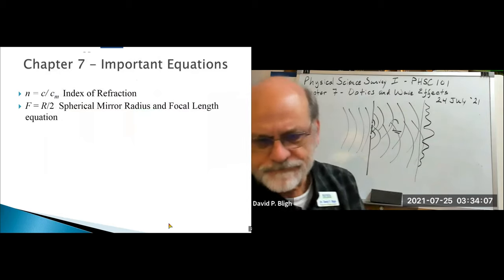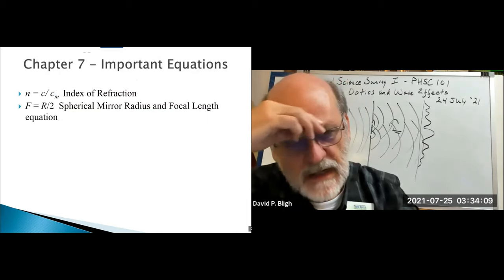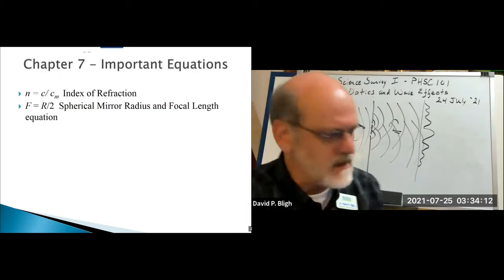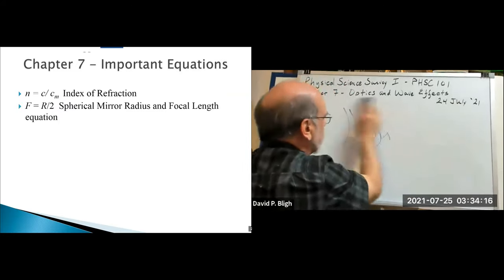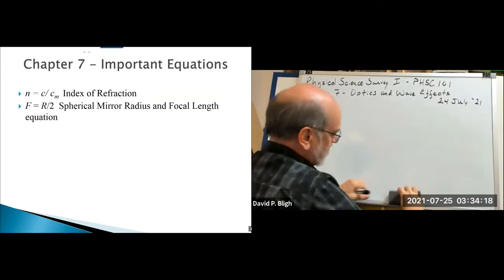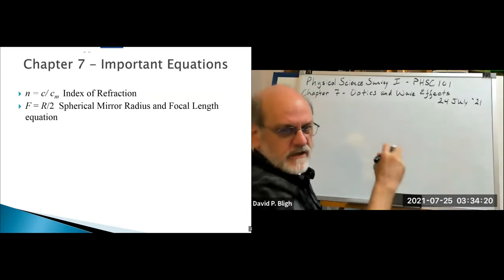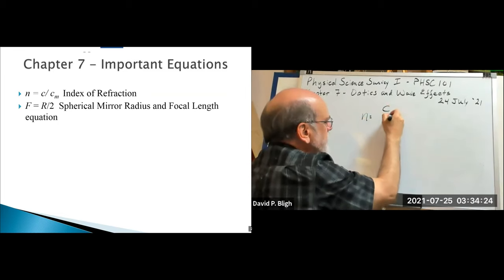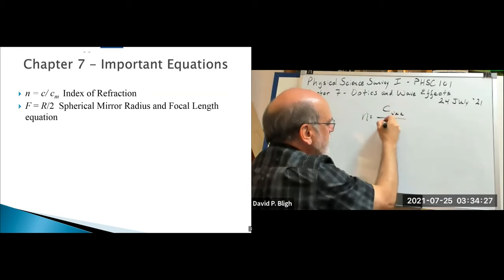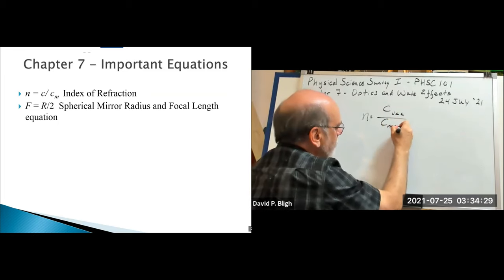All right, so here are the formulas. Actually, I left out one of them. I should have put that one in there. I want to write it up here. So we have this definition of index of refraction, which is the speed of light in a vacuum divided by the speed of light in the medium.